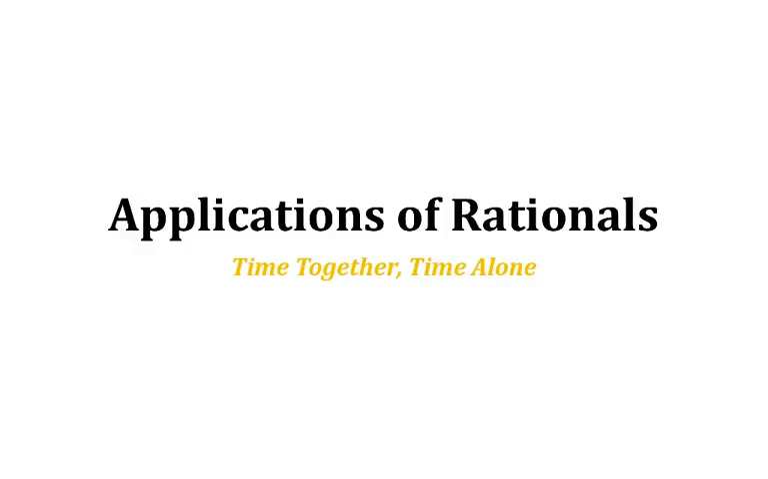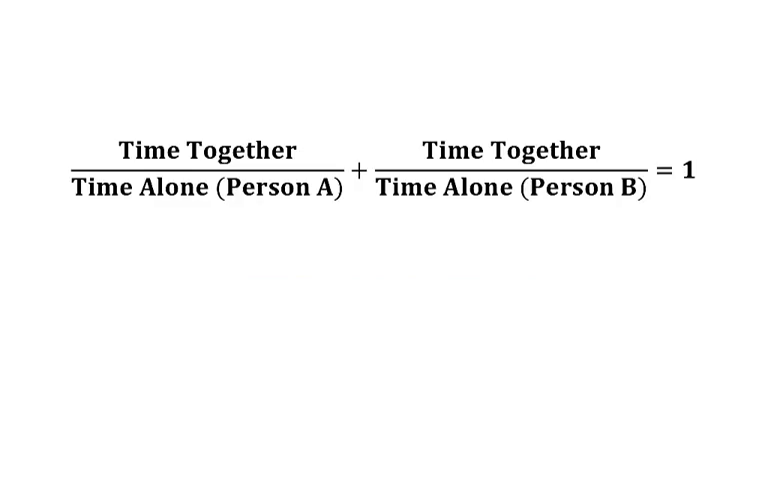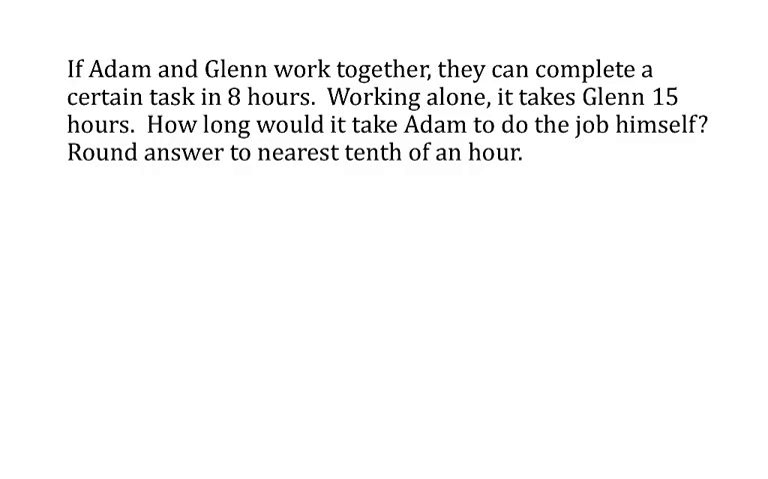This is a quick review of application of rationals. So in this video we'll look at time together, time alone sorts of problems. You may remember seeing this formula: time together over time alone for one person, added with time together over time alone for another person, is equal to one whole job done. So this is what we'll use for the example we'll look at.